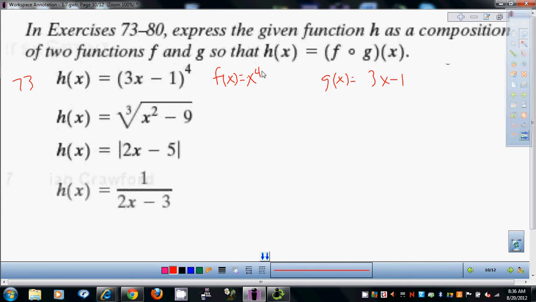Here's an example of one of these. You see how if we compose G into F and just plug it in right there, you'd get 3x minus 1 to the fourth. They're just wanting you to see that these functions are combinations of functions, if you want to look at it like that. So here, what do you think your f of x is going to be on this one? What's the thing you're plugging into? The cube root of x. And what are you plugging into the cube root of x? X squared minus 9. What's our f of x here? Absolute value of x. What are you plugging into it? 2x minus 5. 1 over x.